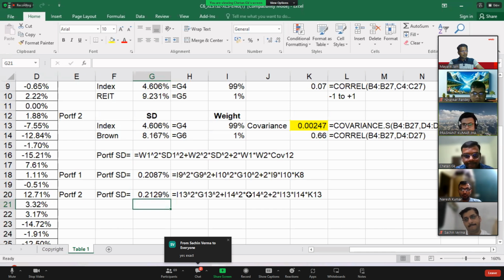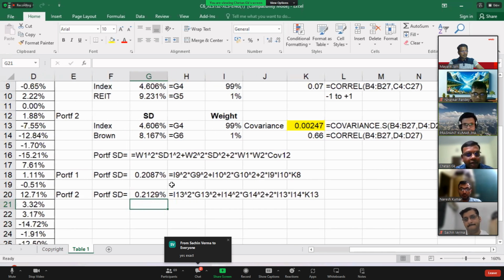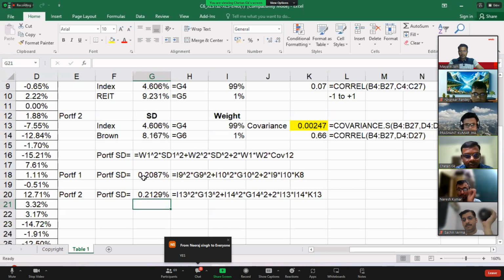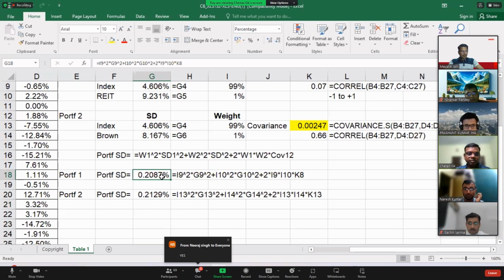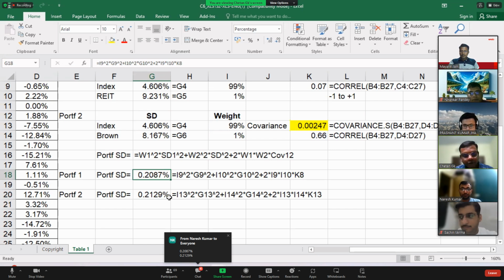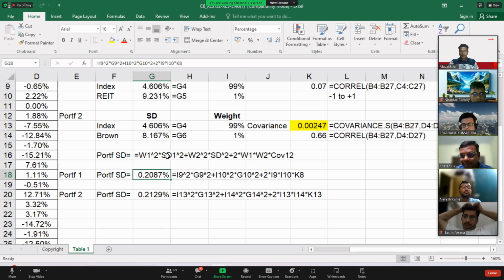I presume you must have committed some error. You can go through and check. That is the reason I normally check the answers I computed with my fellow students' or participants' answers, because I may also make some mistake while doing it. In the first instance, when I was doing it, instead of SD1, I was using W2 there. Just go through it. I think you should get the same answer as mine. Got it. Okay.